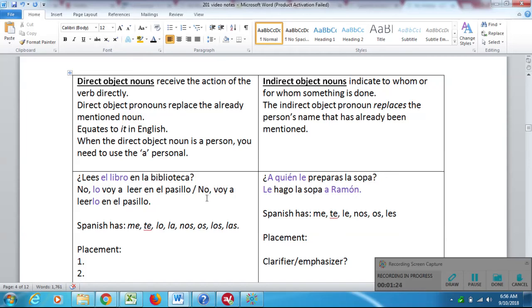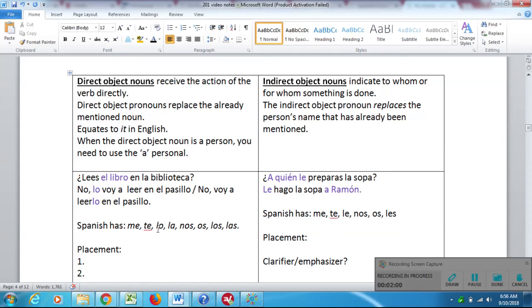Let's see our ejemplo. ¿Lees el libro en la biblioteca? No, lo voy a leer en el pasillo. Or, no, voy a leerlo en el pasillo. So, leer or lees is our verb. El libro is the direct object noun. It's receiving the action of the verb. We replace it with one of our pronouns, me, te, lo, la, nos, os, los, or las.